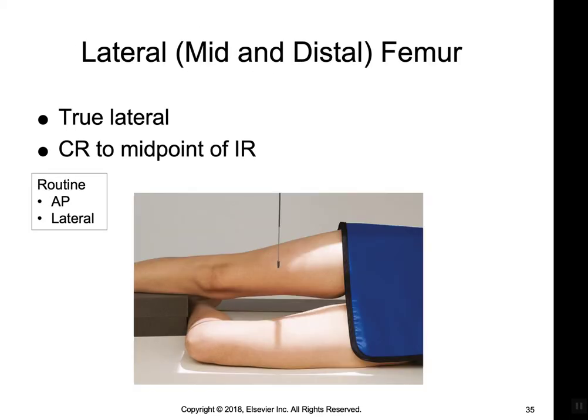Then we go into the lateral, mid and distal femur. They're going to be in true lateral, CR to the midpoint of the IR. SID is 40 inches, using a 14 by 17 IR. KVP is 75 to 85, and your MAS is 5 to 10. Patient's going to be in true lateral. You're going to flex the knee approximately 45 degrees, the patient on affected side.